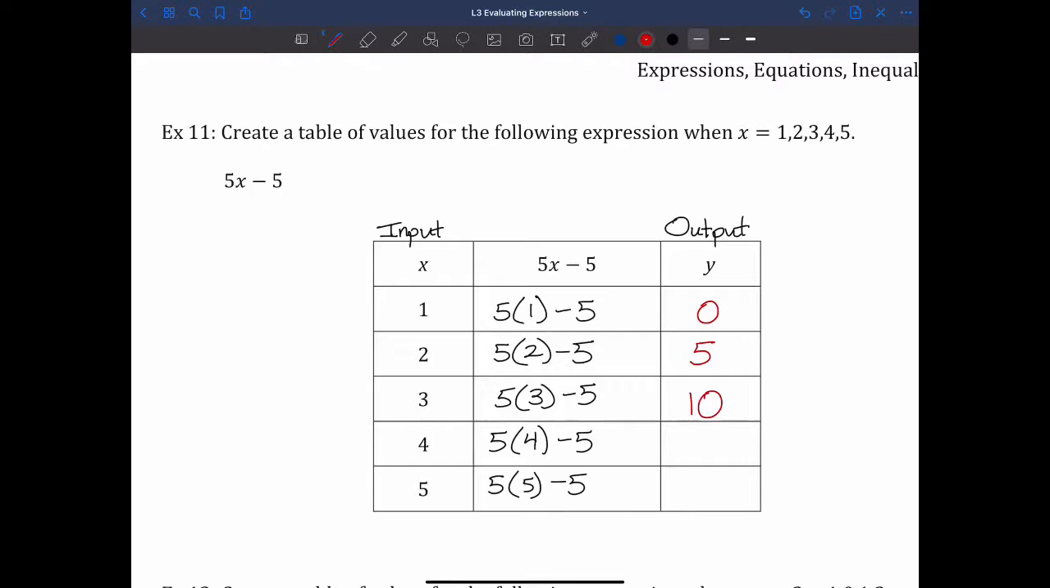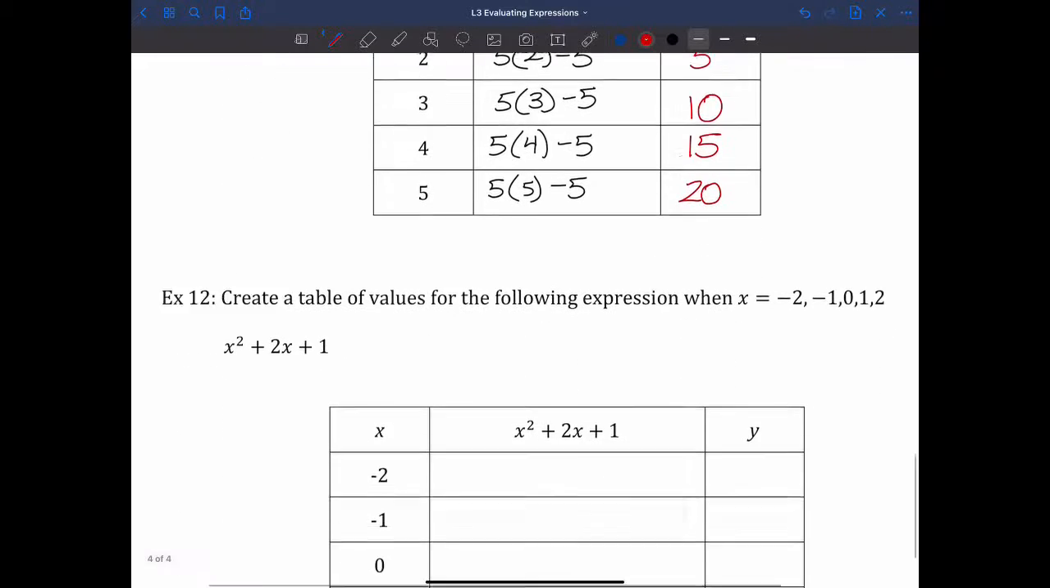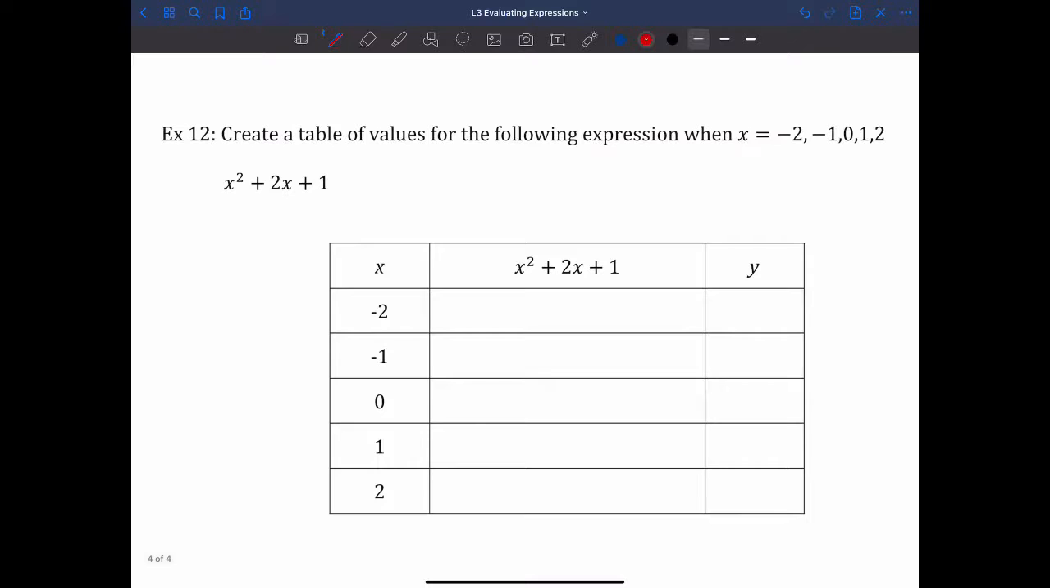5 times 4 is 20. 20 minus 5 is 15. 5 times 5 is 25. Minus 5 brings us to 20. All right, so we can kind of see a pattern developing with different ones of these. Sometimes these can help us figure out the patterns for more complicated problems like this one.